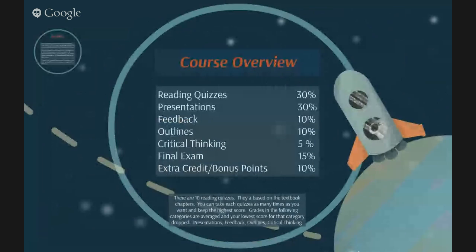So the first thing you should know about the course is how your grade will be determined. 30% of your grade comes from reading quizzes from the free online textbook, The Public Speaking Project. 30% of your grade is based on your oral video presentations of your speeches. 10% of your grade is you reflecting on your own performances and giving peer evaluations to your classmates. 10% is based on outlines that you prepare ahead of the speeches.